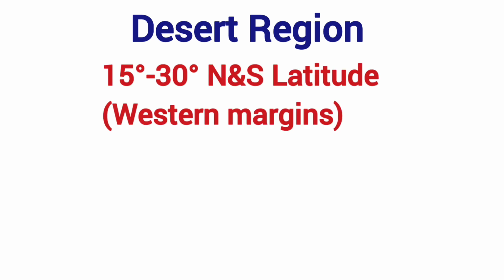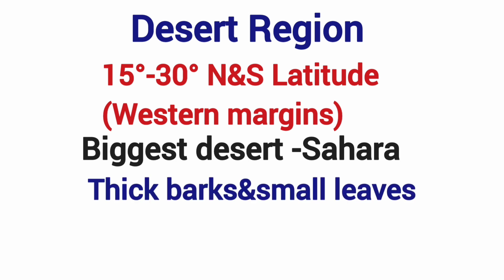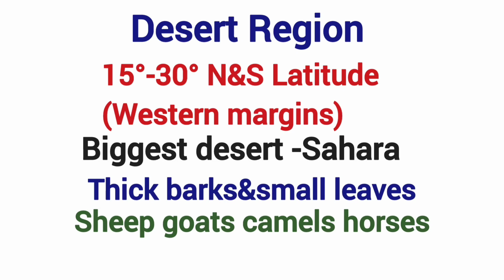Desert region. The desert region is located between 15 degrees to 30 degrees north and south latitudes on the western margins of the continents. Sahara Desert is the biggest desert in this region. Natural vegetation in this region has thick barks and small leaves or no leaves. The people tend sheep, goats, camels, and horses. An example of a country with desert region is Iran.